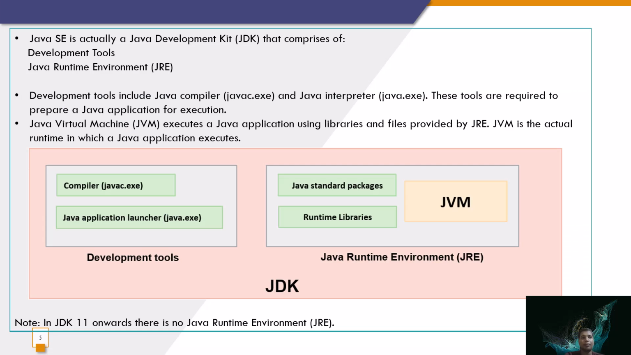Okay, so here you can see I have put a picture of the Java execution environment. Inside JDK we have JRE, JVM, and development tools. So JDK consists of development tools, JVM, and JRE. Development tools are things like the compiler, Java application launcher, and everything you need when developing Java applications. And JRE provides you the platform to run your Java applications.